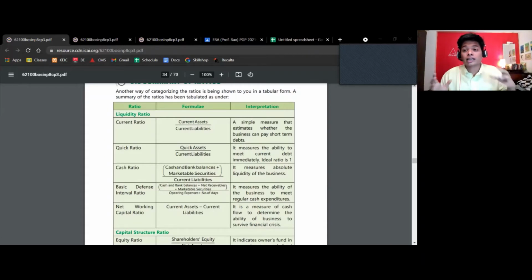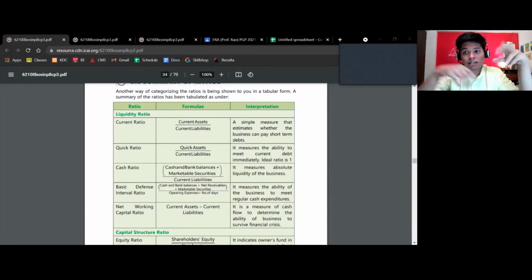Now, current assets. What do my current assets have? The main components of current assets are cash and cash equivalents, trade receivables, inventories, and other prepaid expenses. Even short-term advances, any advances which are less than 12 months, will come under current assets. Current liabilities contain my short-term loans, my trade payables, and any dues that I have, let's say wages payable or something like that.